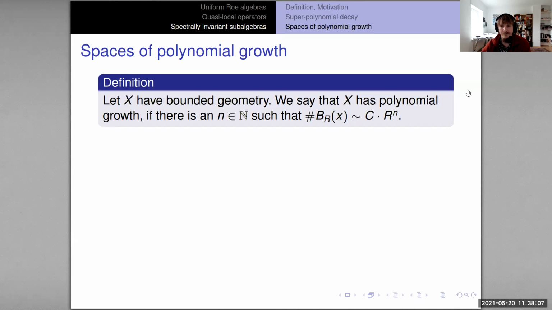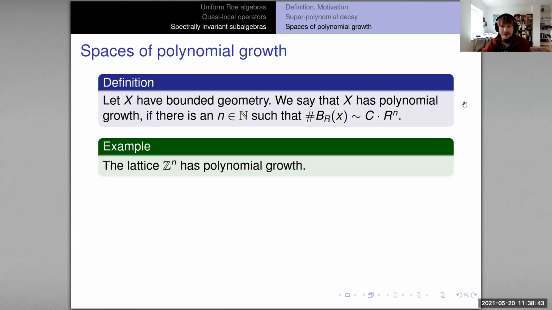And one nice way of how one can apply this is, so at the beginning I was talking about the very basic example of the lattice Z to the n and R to the n. And for such nice lattices, this lemma, that the subalgebra is spectrally invariant, means a lot. More generally, we say that a metric space of bounded geometry has polynomial growth if the number of points in the ball grows asymptotically like a polynomial in the radius. For example, as I said, the lattice Z to the n has polynomial growth.